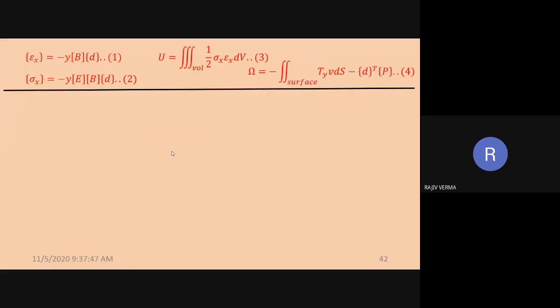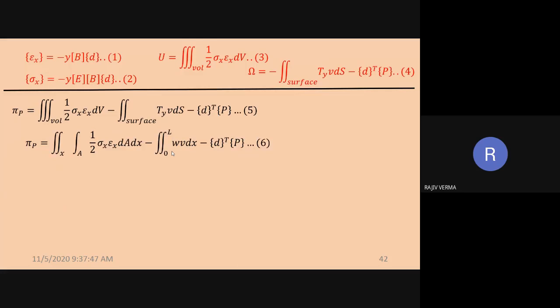So we have equation number 1, 2, 3 and 4, which have been carried forward from the previous equations. We have equation number 5, which is the total energy of the beam element, summation of internal and the external forces. And then this is the volume integral converted into an equivalent one dimensional integration.